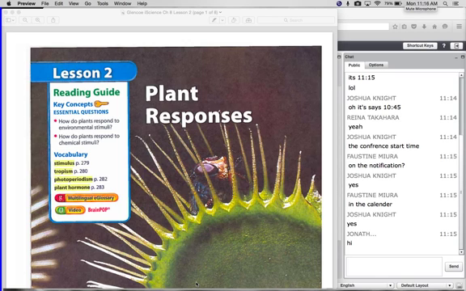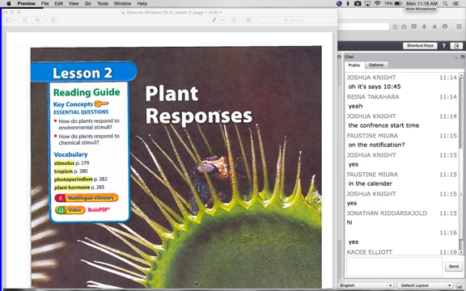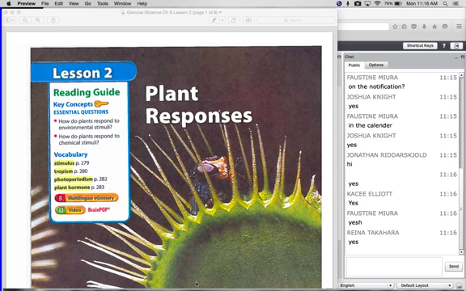Audio check. Audio check. Can you hear my voice? Cool. Computer screen check. Can you see my computer screen?